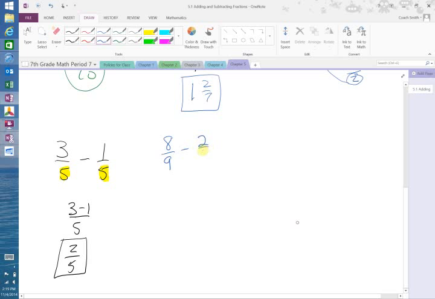8/9 minus 2/9. Do they have common denominators? Yes. So I have 8 minus 2 on top, the common denominator of 9 on bottom. 8 minus 2 is what? 6. Is there a common factor between 6 and 9? What is it? 3. So I divide by 3 to the top and to the bottom. 3 goes into 6 2 times. 3 goes into 9 3 times, for 2/3.